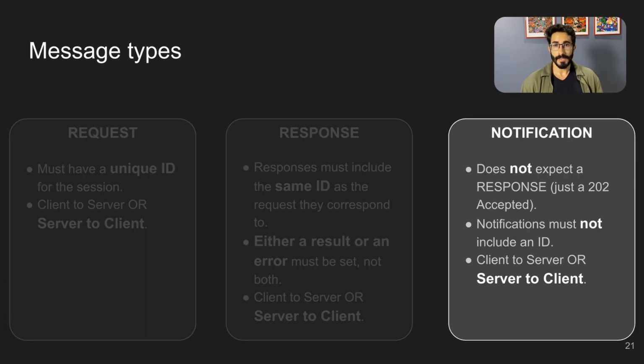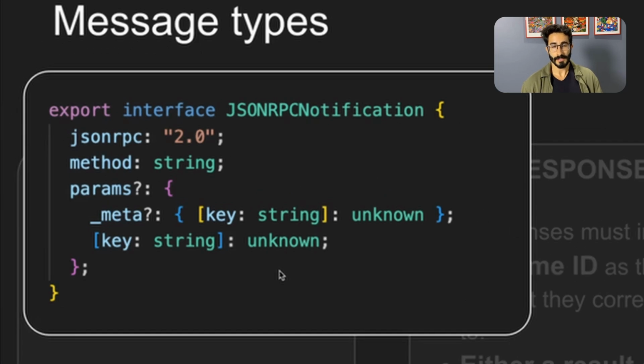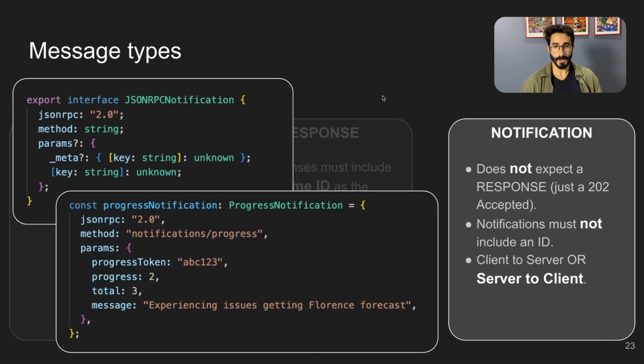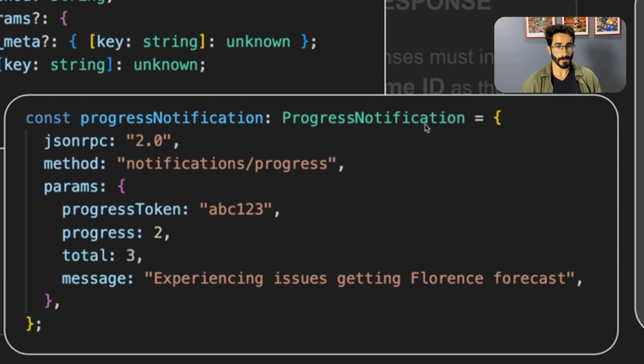And then finally, we have the notification message type. It does not expect a response. It just expects the recipient to acknowledge using a 202 Accepted. The notifications do not include an ID, and they could also go either way, either client to server or server to client. The interface looks like this. It's pretty simple. And a concrete example would be a progress notification.